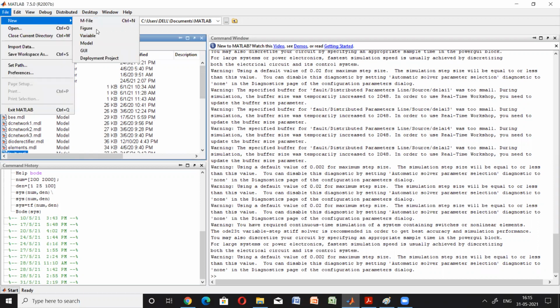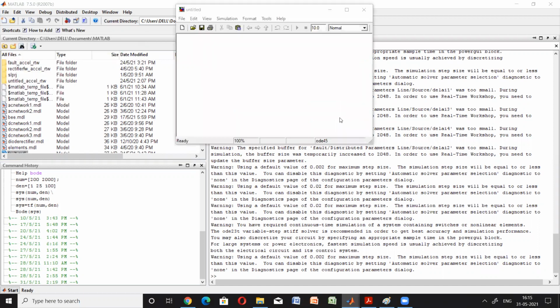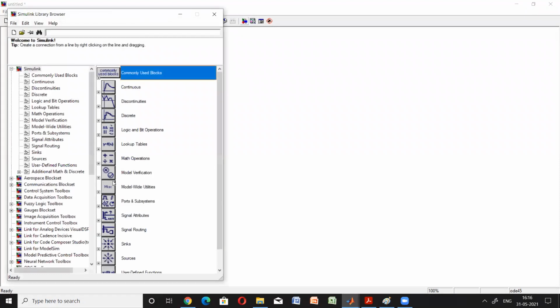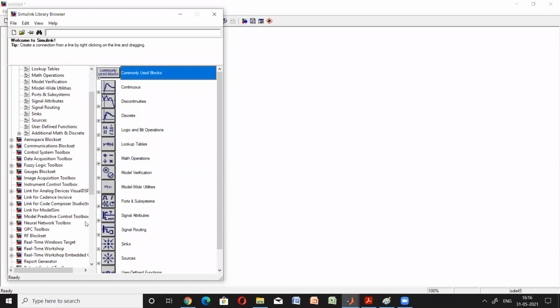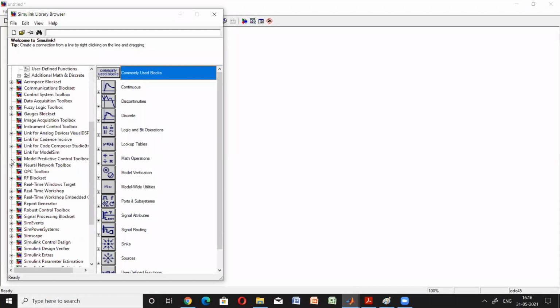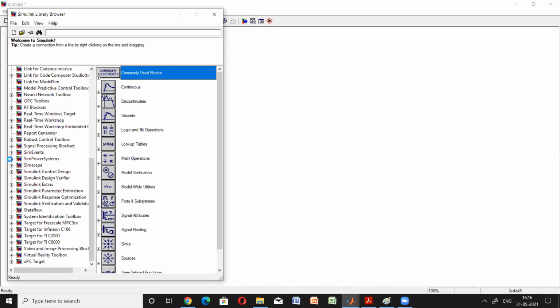Let us first of all open a model. And in the model, what will we do? Suppose we want to make a basic three-phase circuit, isn't it? So what we need, first of all, is to click on the Simulink browser, as I told earlier. And in the Simulink browser, we can take SimPowerSystems. We can click on SimPowerSystems.